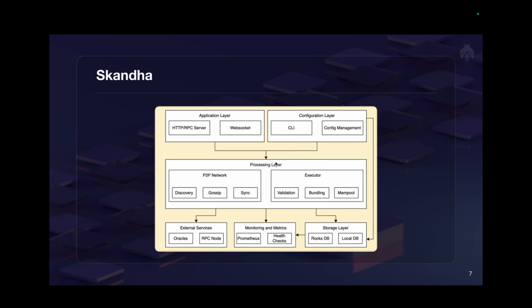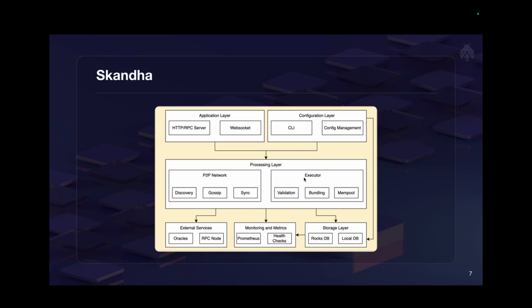And we have the processing layer. This is where the meat of the logic lies for Skanda, wherein we have support for the P2P network, and then we have an executor module, executor package. Basically, the P2P network allows you to connect to different bundler clients and relay user operations to each other, and those two bundler clients can communicate seamlessly using discovery, gossip, and sync, which are modules of the libp2p package.